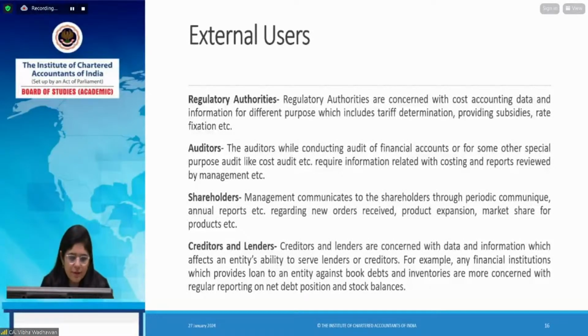Of course, creditors and lenders, because sometimes the debt is secured against inventories or your debtors. So the complete information and systematic, classified information on inventories is of some use to the lenders or the creditors who give short-term debt and loans to the organization. So this is about external users.